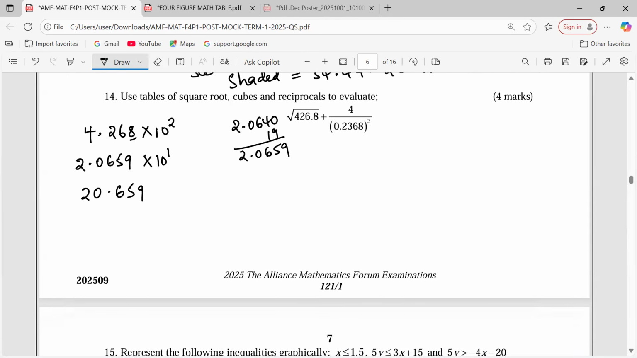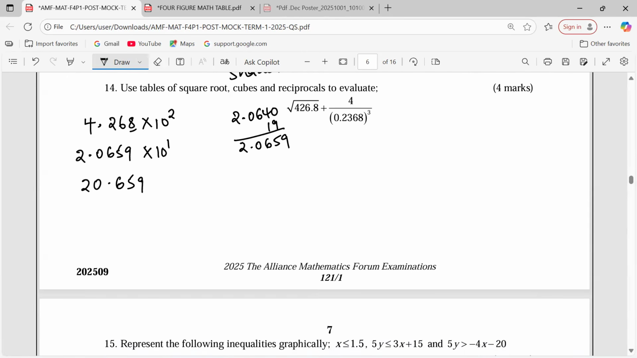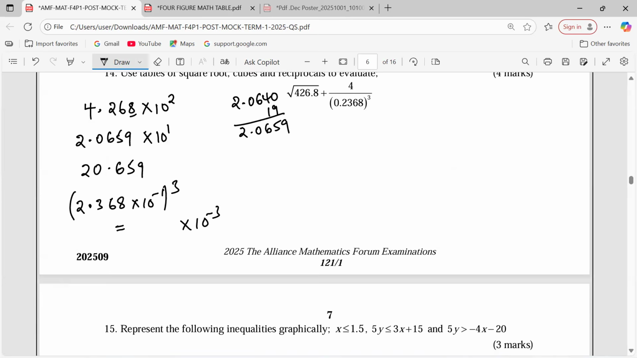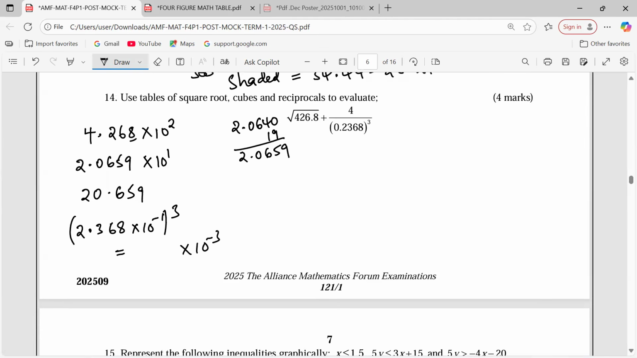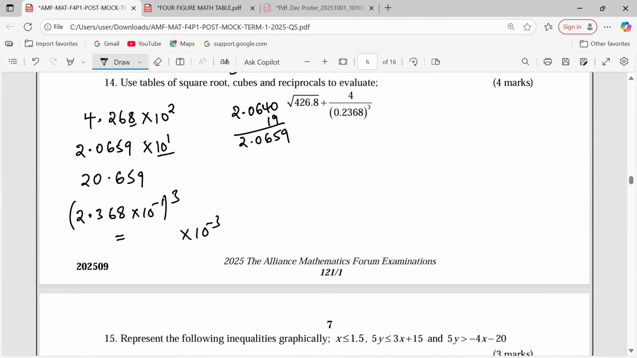Now we proceed to cubes. I want us to cube 0.2368. So we write standard form: 2.368 times 10 power negative 1. We are cubing, so this shall be times 10 power negative 3. We raise the power; we multiply the power by 3. Remember, to get the square root, I divided the power by 2.